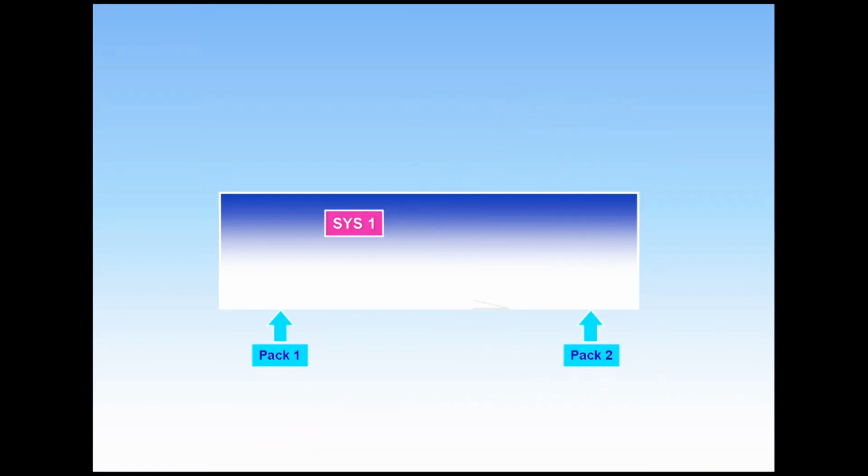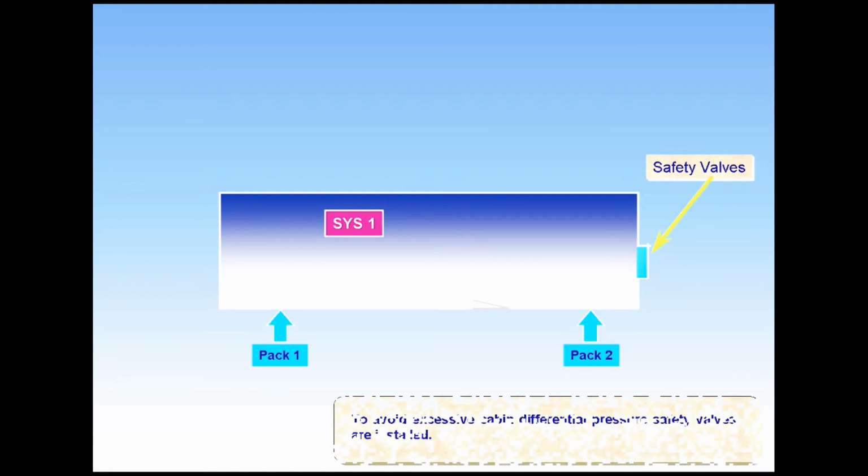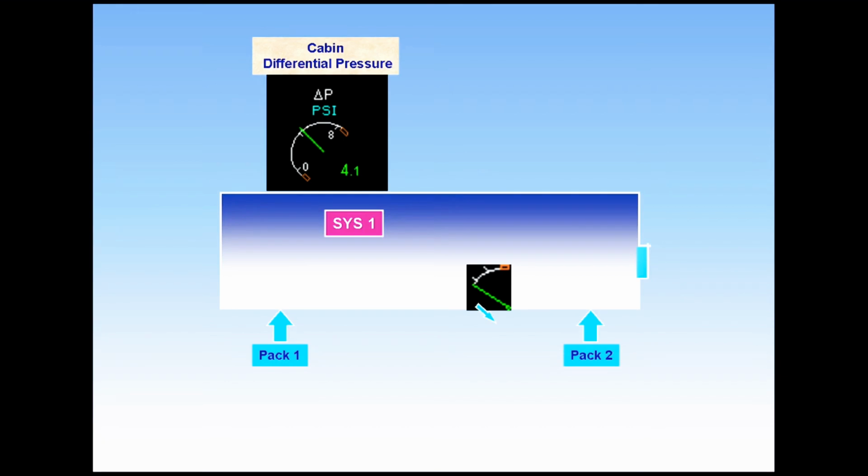To avoid excessive cabin differential pressure, safety valves are installed. Let us look at the operation of the outflow valve for an aircraft in cruise and what happens to cabin differential pressure, cabin altitude, and cabin vertical speed. We will start with cabin differential pressure. If the outflow valve is closed or only allowing a small amount of air to escape, then the cabin differential pressure will increase.